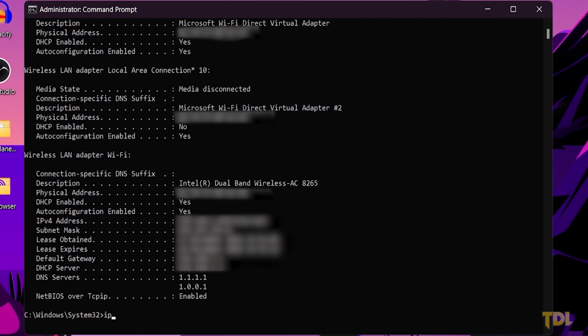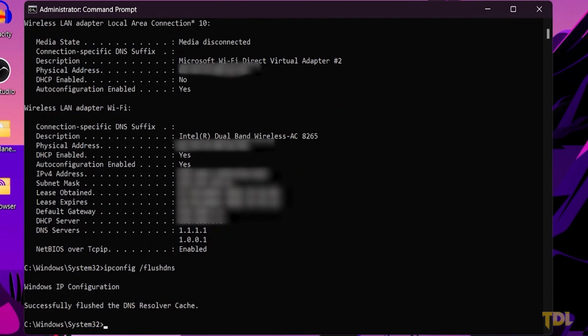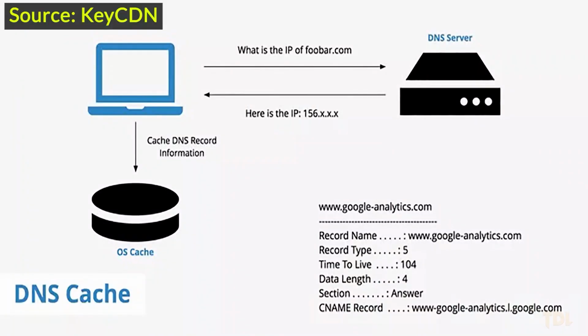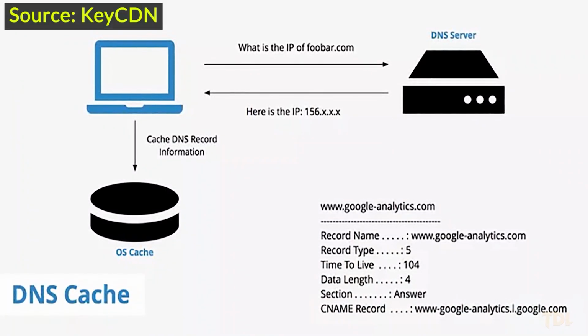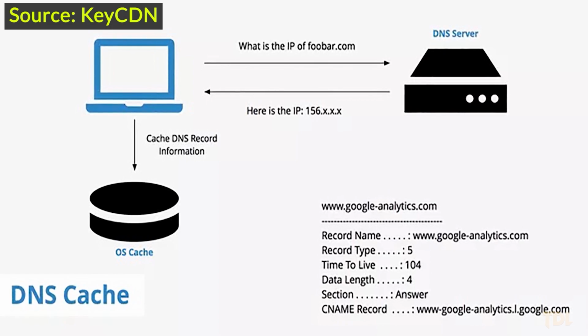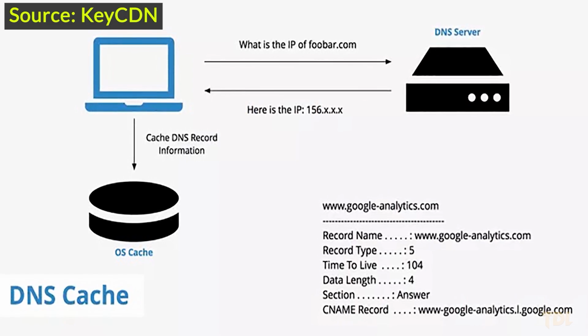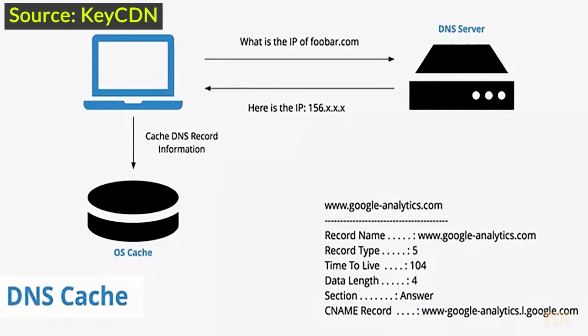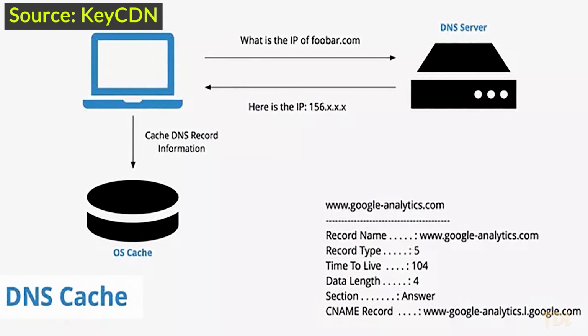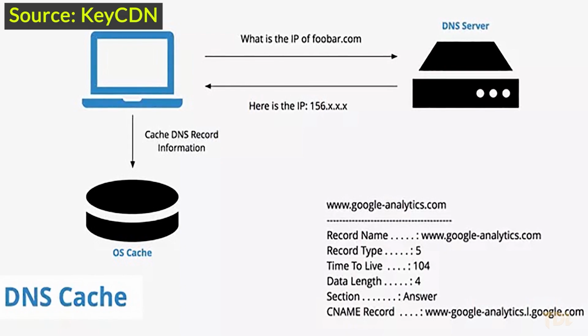Another command in this is ipconfig space /flushdns. This is one of the troubleshooting commands used when you're facing issues related to websites not opening. Your computer creates a DNS cache in which the IP addresses of websites that you've recently visited are stored so that your computer can quickly access those websites the next time you visit them. When you use the flushdns command, you clear the DNS cache and force your computer to obtain new DNS information.